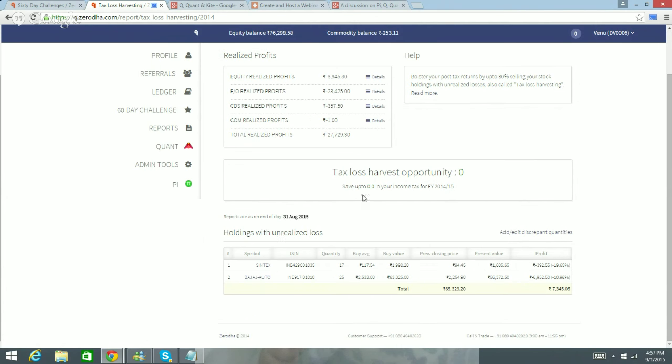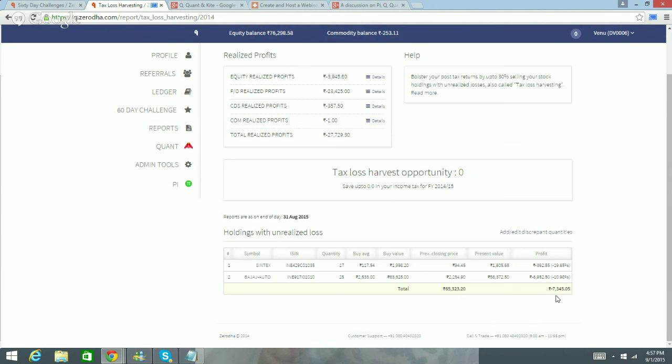Right now, as you can see in Venu's account, there are holdings with an unrealized loss of 7,300 rupees. So what Venu can easily do is book this loss by selling it, and then buy it back again. He could sell it in NSE and buy it back in BSE. As soon as he does it, he's booked the 7,500 rupee loss. If he has made profit somewhere else, he can come in here and reduce the taxes.